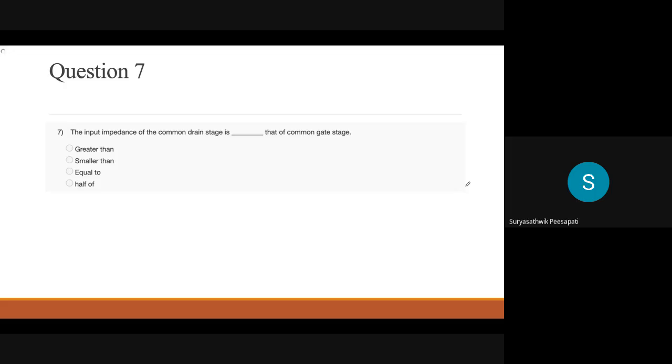Option A, ma'am. Greater than. Yes, option A is the right option. C. The input to a follower stage is at the gate of the MOSFET. So hence the input impedance of a follower will be much higher than that of a common gate stage.